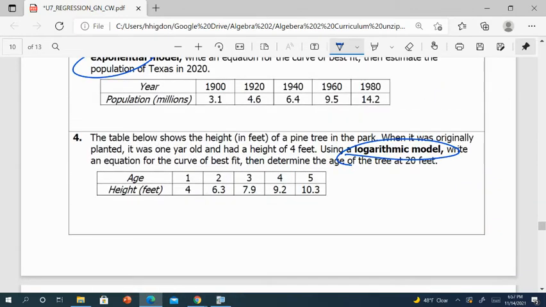So I'm going to go back up to number 4. The table below shows the height in feet of a pine tree in the park. When it was originally planted, it was 1 year old and had a height of 4 feet. Using a logarithmic model, write an equation for the curved distance and determine the age of the tree at 20 feet. So again, data goes in to L1 and L2.